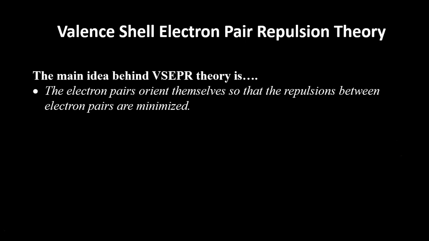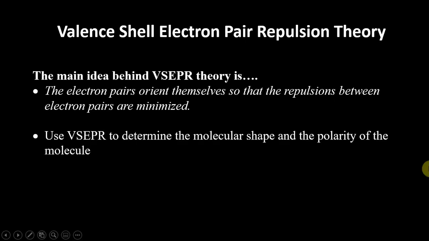Because electrons have that spin-up, spin-down configuration, they tend to pair up. And so it's the pairs of electrons that create bonds or lone pairs in a molecule. These pairs of electrons try to orient themselves in three dimensions so that the repulsion between them is minimized. And we use that to determine the molecular shape, and then, of course, the bond polarity, the molecular polarity for the molecule as a whole.